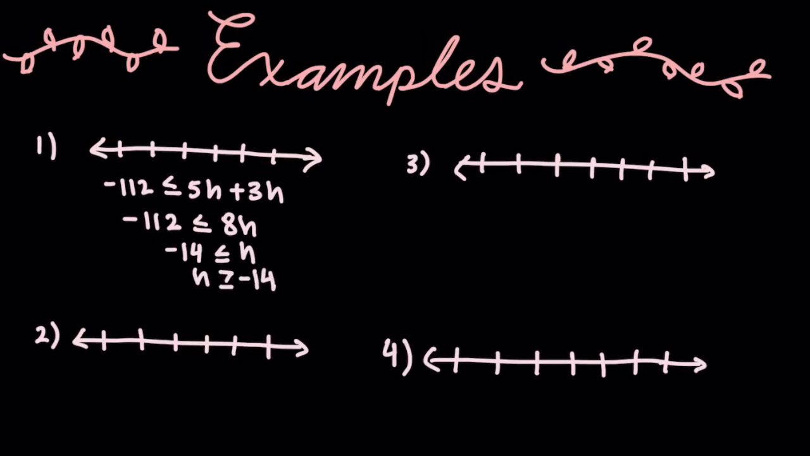Since our sign has a line underneath it, that stands for equal to. On our number line, we notate this with a closed circle. So our point is at negative 14 and we go to the right.